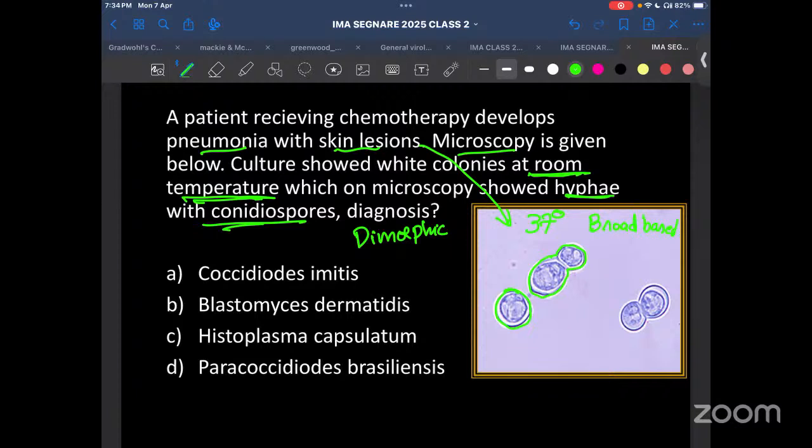See here, the base is very broad. This is known as broad-based budding. So it will have a typical shape. It looks like a figure of 8. So a yeast with broad-based budding that looks like a figure of 8 is actually Blastomyces. So the answer here is Blastomyces dermatitidis.